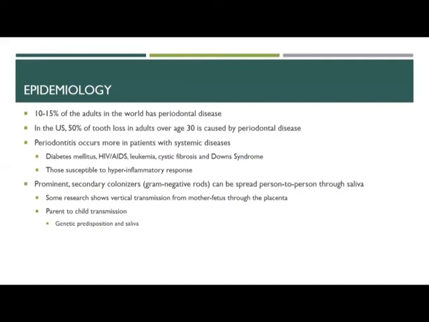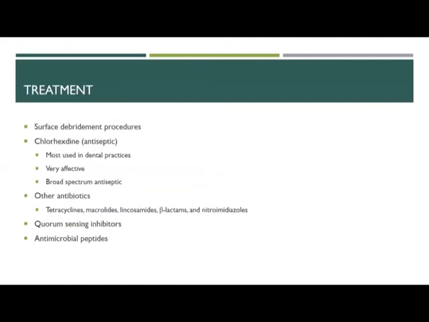There are also signs of parent-to-child transmission with that genetic predisposition for those periodontal pockets, as well as the person-to-person saliva transmission. The first step in treatment of periodontal disease and ridding the body of P. gingivalis is going to be a surface debridement procedure. And that's when you go into the dentist and they clean your teeth really, really well.